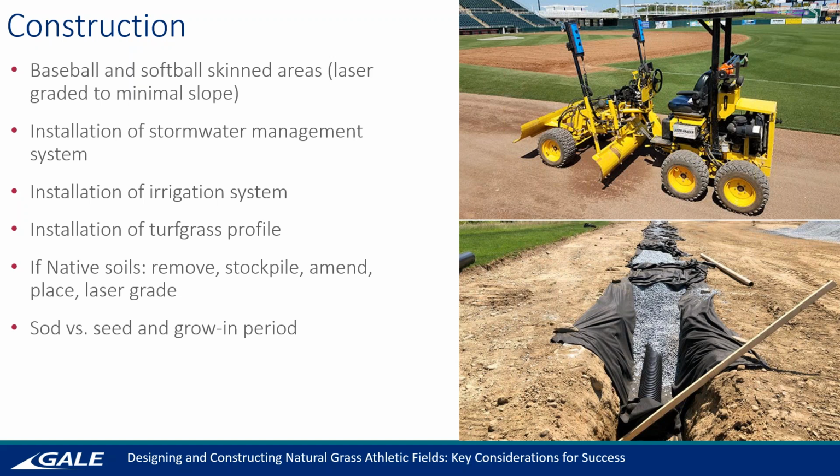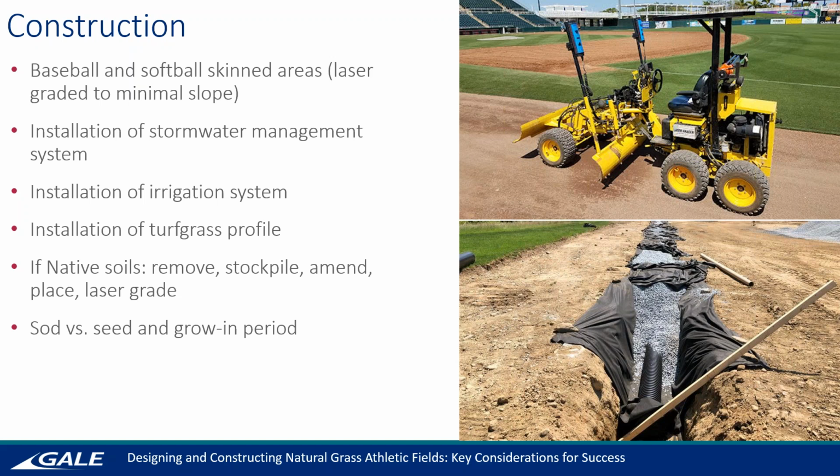The infield and skinned areas are pretty flat. That flat, if you can get it with good under drains, up to 0.5%, and then the outfields are typically drained at 1% or less, right? So the installation of your stormwater management. So what you're doing here is you're installing your stormwater around the perimeter. What you see here in the bottom right is your perimeter pipe and stone. Typically, this is what gets done in all the natural grass fields, whether they're baseball or rectangular multi-purpose.